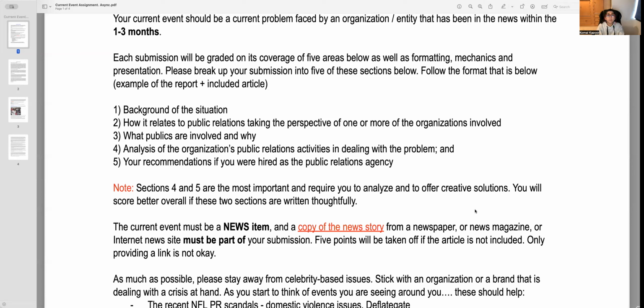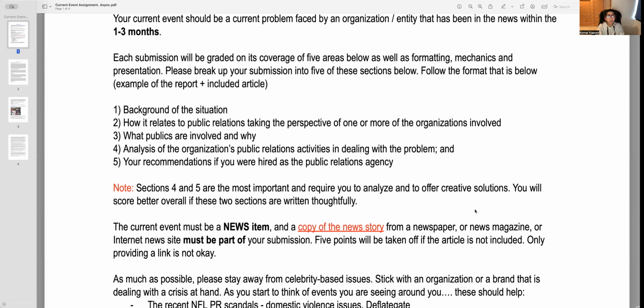Then you need to figure out how it relates to public relations, right? So, what's happening, what did the organization do, or what did a specific department in the organization do, how did the media cover it, are other people talking about it as well? So get into it a little bit and learn about it.